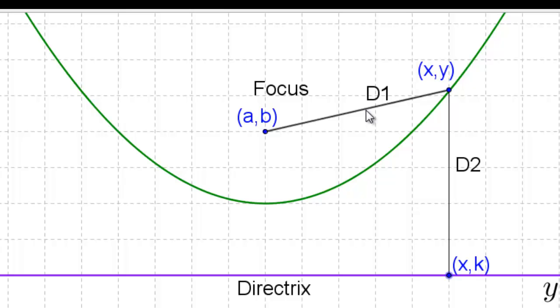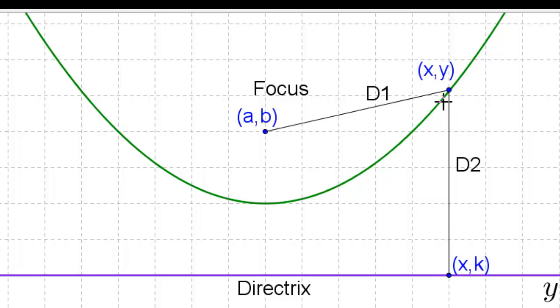Well, we know from the distance formula, the distance here between a comma b and x comma y is going to be the square root of (y minus b) squared plus (x minus a) squared. And that comes straight from the Pythagorean theorem. So that's D1.